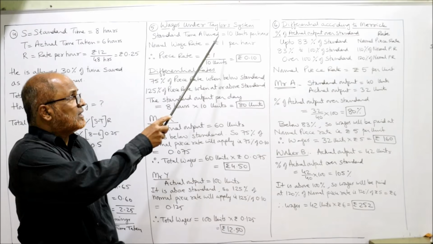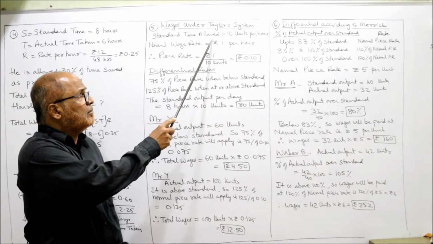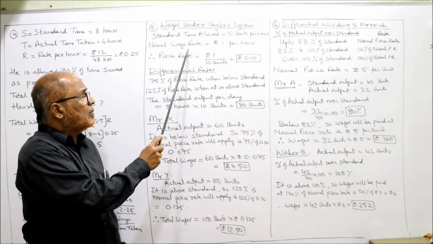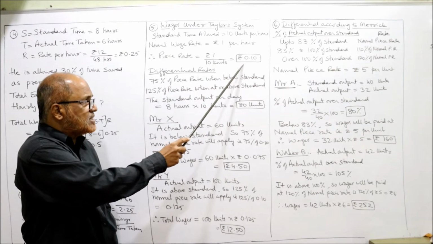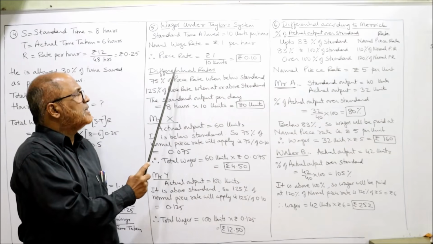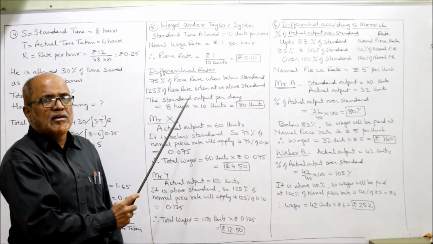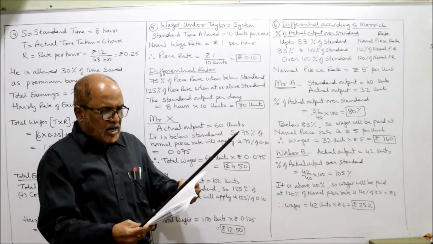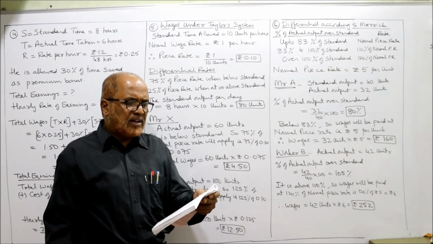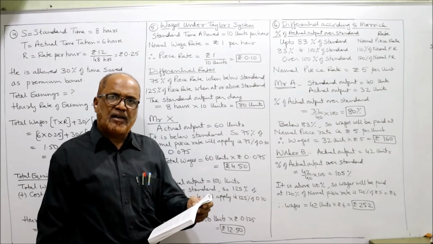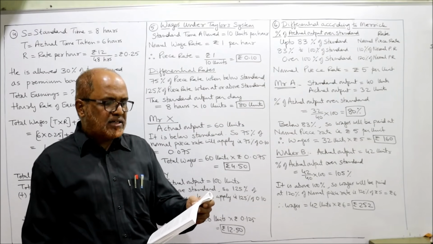So wages under Taylor system: standard time allowed is 10 units per hour. Normal wage rate is 1 rupee per hour. The piece rate, 1 rupee divided by 10 units, is 10 paisa. 10 paisa is the piece rate. Now differential rates. So differential rates are given in the problem. Differential rates to be applied: 75% of piece rate when below standard, 125% of piece rate when at or above standard.